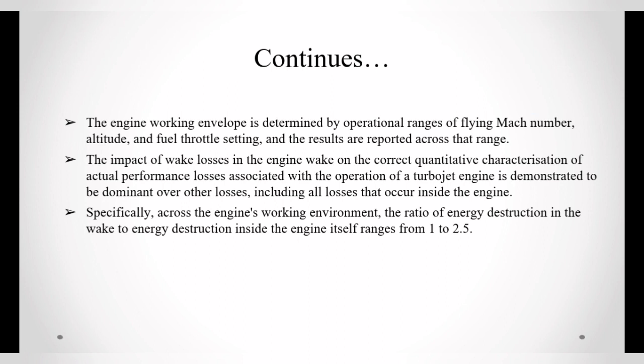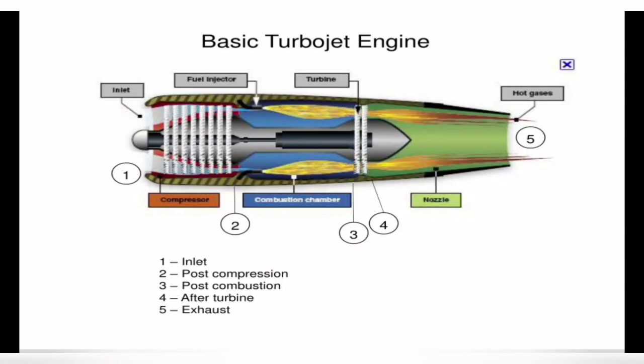The ratio of exergy destruction in the wake to exergy destruction inside the engine itself ranges from 1 to 2.5. Basic turbojet engine. Here is the first part inlet, second part post compression, post combustion, after turbine, exhaust.